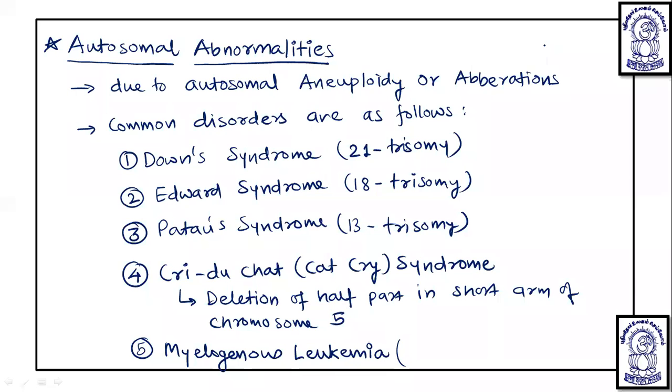So out of these total five autosomal chromosome abnormalities, we are going to mainly discuss two, that is Down syndrome and myelogenous leukemia. Okay. So we will discuss that in detail in the upcoming part. First we are going to discuss Down's syndrome and its characteristics.